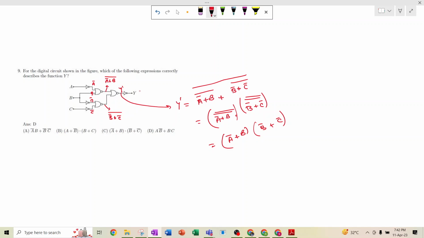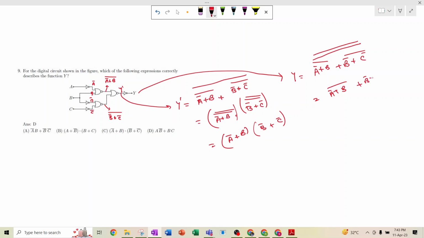Okay, and if we consider this as y, it is nothing but A bar plus B whole bar plus B bar plus C bar whole bar, with this bar and another bar, that means A bar plus B whole bar plus B bar plus C bar whole bar.